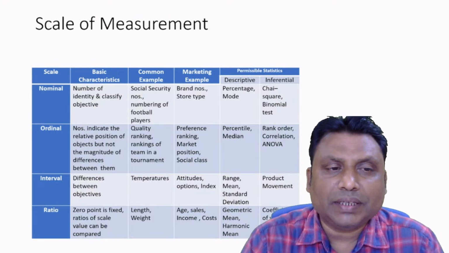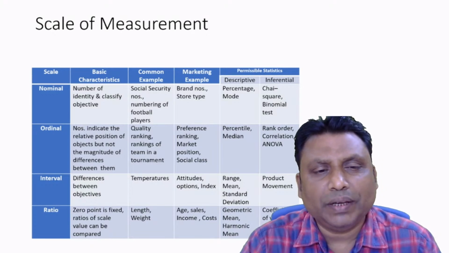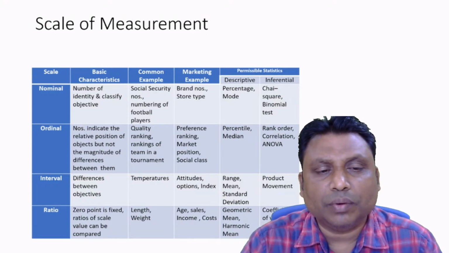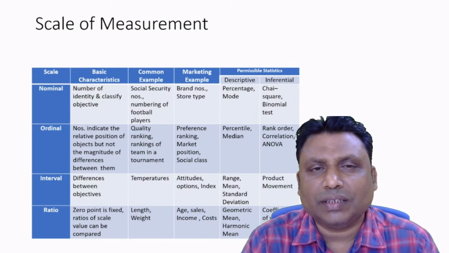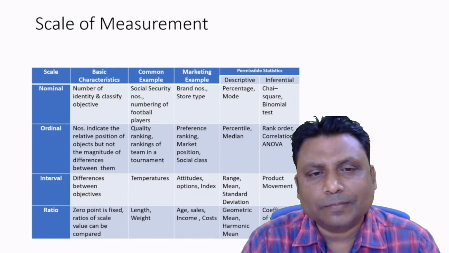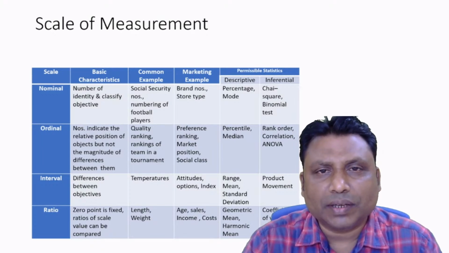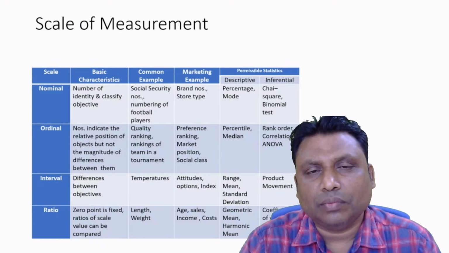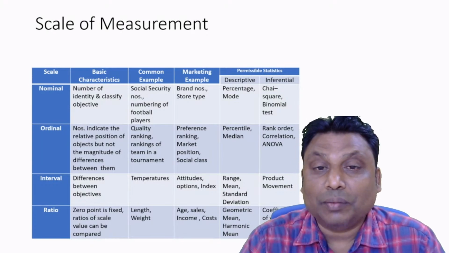In nominal scale, what are the basic characteristics? The numbers identify and classify objects. Simple examples: social security numbers, numbering of football players. Like these examples, we give examples in nominal scale. What will the gender be? Either male or female we are taking. In marketing cases, for example, brand numbers and store type in nominal scale. Brand numbers, brand 1 or brand 2 or brand 3, like this. Store quality, high or medium or low. So in that case, what happens?